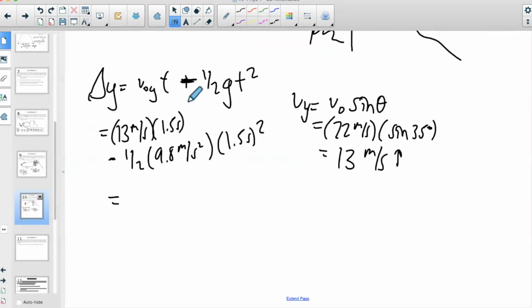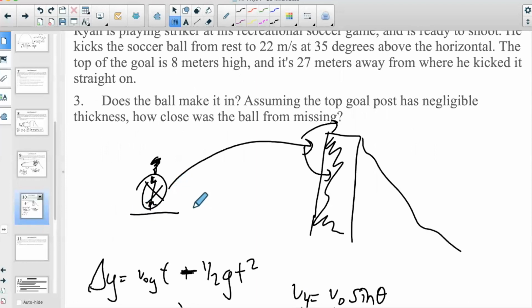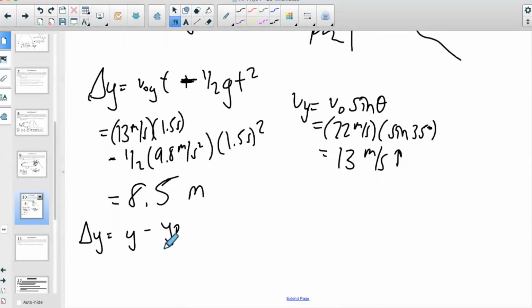All right, so if you plug all of this in, then you will get 8.5 meters. So this is delta y. You know the change in y is equal to y minus the initial y. So if we look at it here, and we're starting from ground level, so that is y equals 0. So this doesn't matter anymore, and delta y equals y. So y is equal to 8.5 meters.